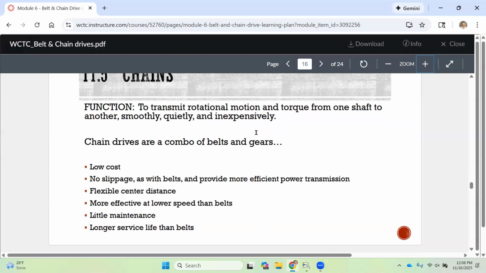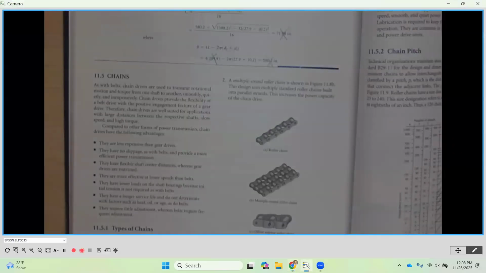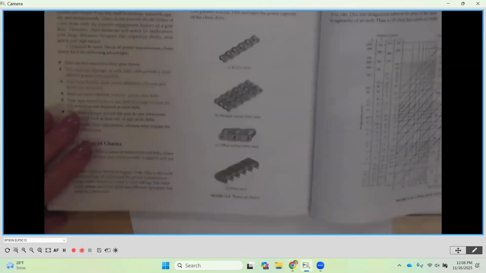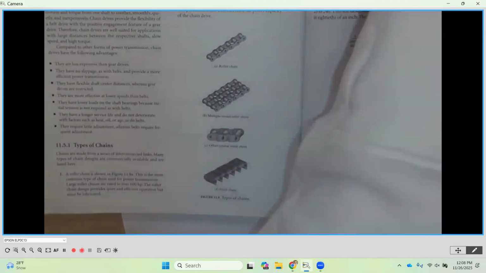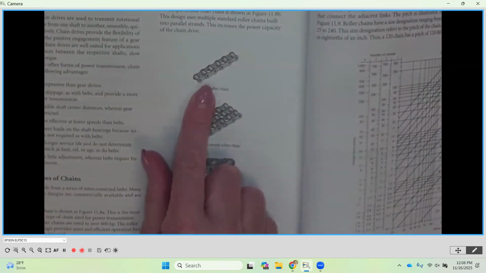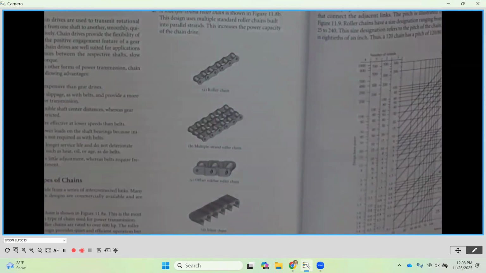Okay, so that's chains. Now, different types of chains. The most common is going to be the roller chain, the type of chain that we would see on bicycles. But we have some other variations on that. So we can look at page 308, and we're going to see a couple different types of chain arrangements here. The first one, as we said, is just a standard roller chain, and I say standard because this covers most all applications that we see.